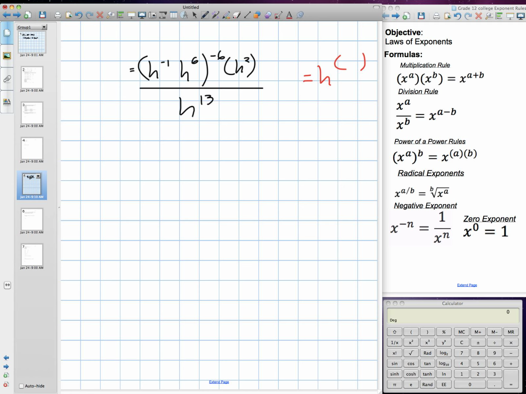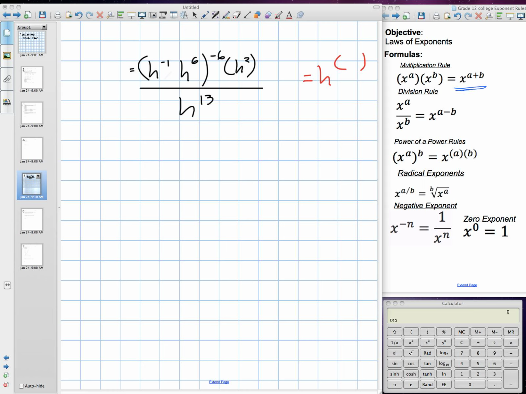Now, there are two ways we could go about doing this. According to BEDMAS, what do we deal with first? Brackets. So because we deal with the brackets first, we're going to deal with this rule here. This is multiplying two exponents. When we multiply two exponents, we're doing the multiplication rule. So we just combine them to have the same base, and we add the two exponents themselves.